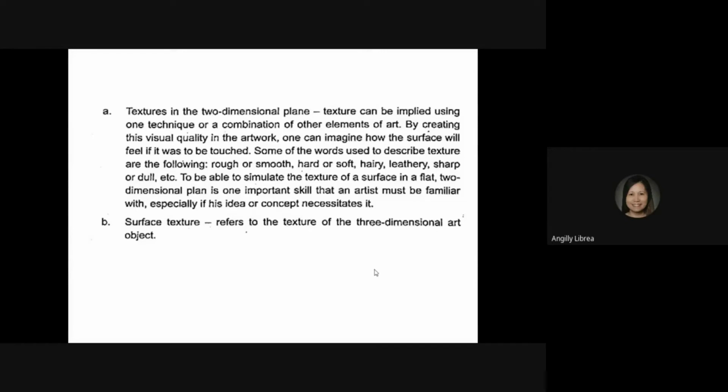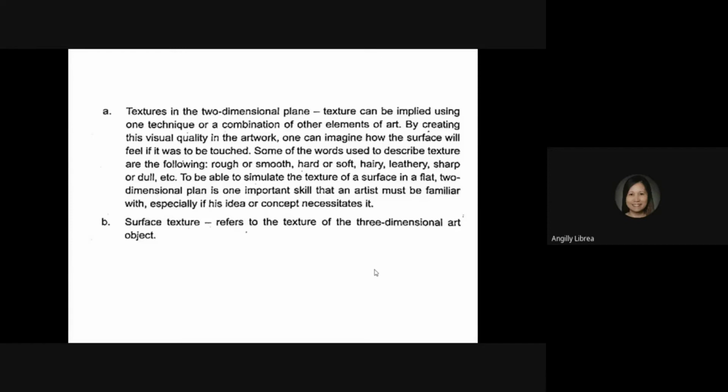Some of the words used to describe texture are the following: rough or smooth, hard or soft, hairy, leathery, sharp or dull, etc. To be able to simulate the texture of a surface in a flat, two-dimensional plane is one important skill that an artist must be familiar with, especially if his idea or concept necessitates it. It depends upon the idea. If the idea necessitates such, then it is important for an artist to simulate the texture with the use of color combinations and different techniques.